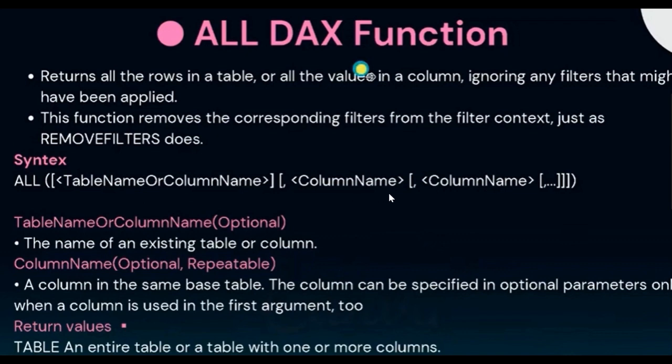Now we can specify multiple column names here. So table name or column name is the name of an existing table or column on which we want to apply the syntax. And next, column name, optional, repeatable, should be a column in the same base table. The column can be specified in optional parameters only where a column is used in the first argument too. So if you are specifying a table here, here we should specify a column name. If we are specifying only a column name here, it's no more required. So return values: a table, an entire table, or a table with one or more columns will be returned.